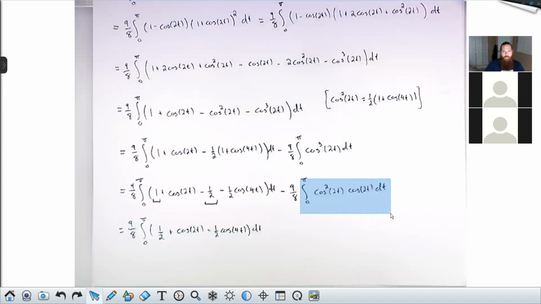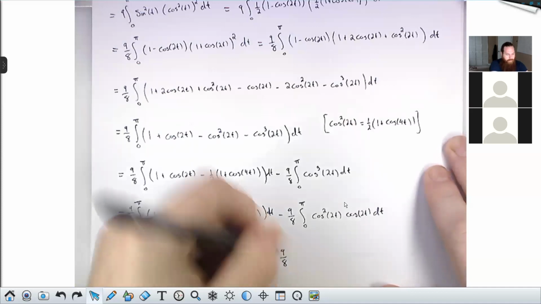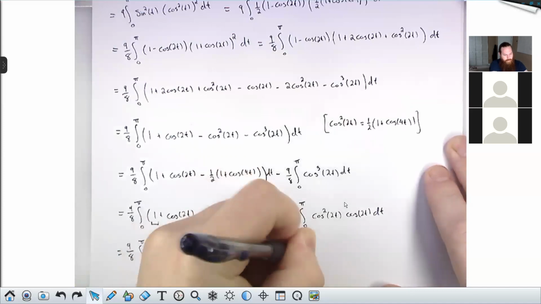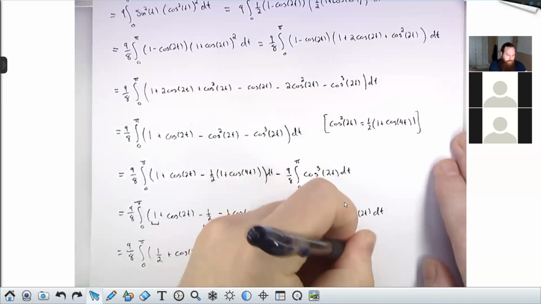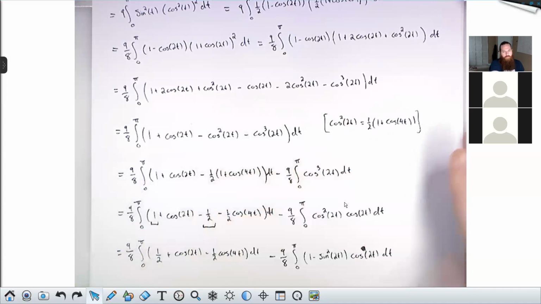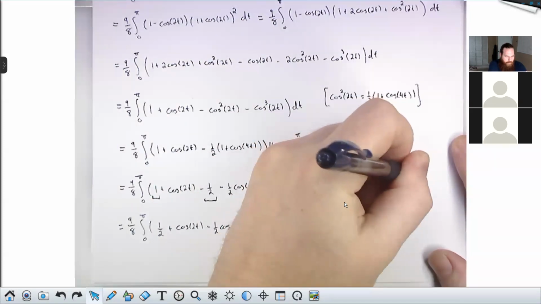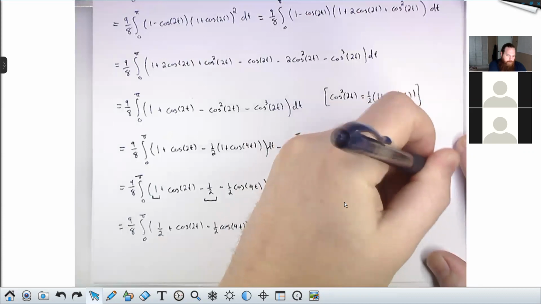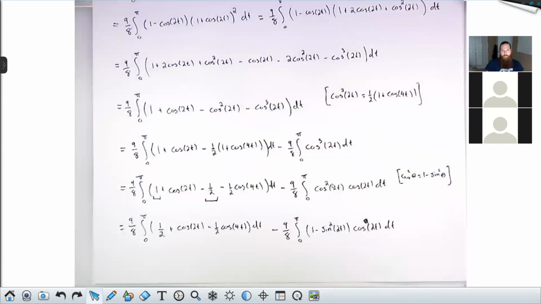This one is nowhere near done. I'm going to replace cos squared 2t by 1 minus sine squared 2t using the Pythagorean identity. All right. So here I made use of the identity cos squared theta equals 1 minus sine squared theta, to rewrite cos squared 2t as 1 minus sine squared 2t.